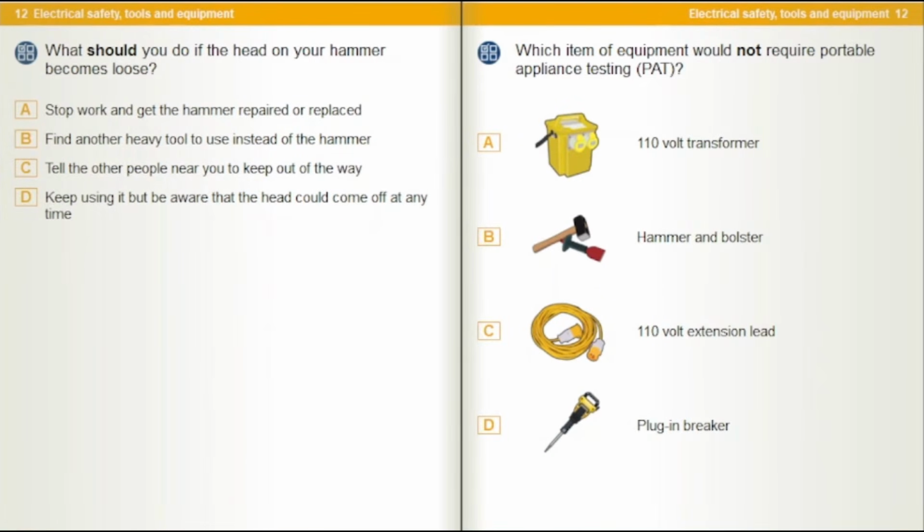What should you do if the head on your hammer becomes loose? Stop work and get the hammer repaired or replaced. Find another heavy tool to use instead of the hammer. Tell the other people near you to keep out of the way. Keep using it, but be aware that the head could come off at any time.